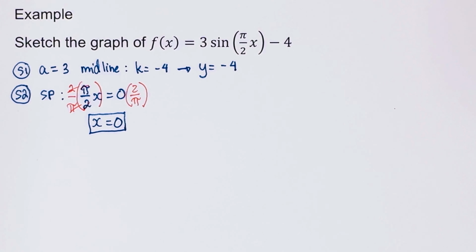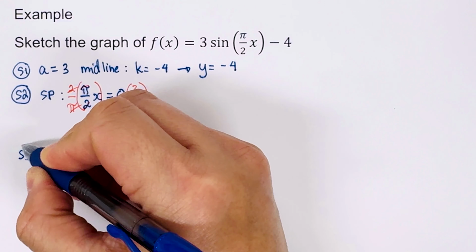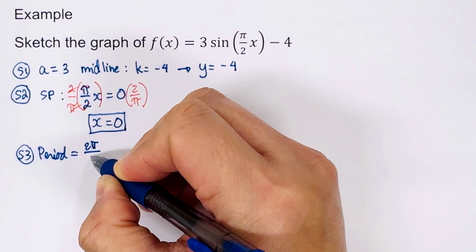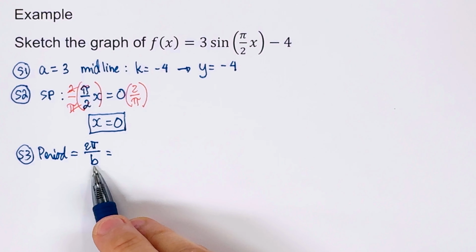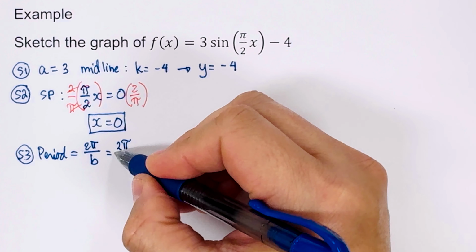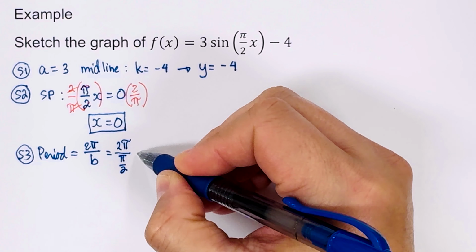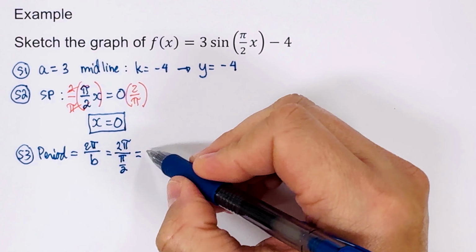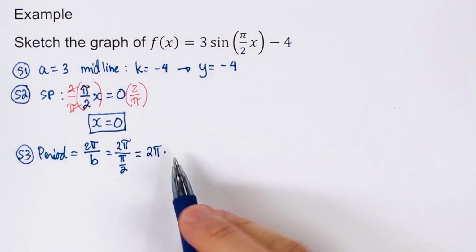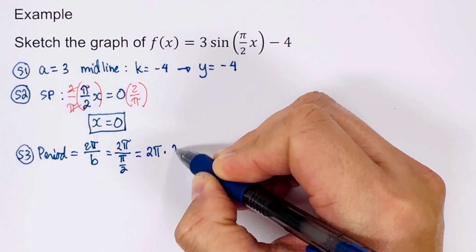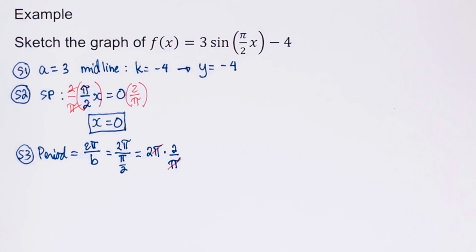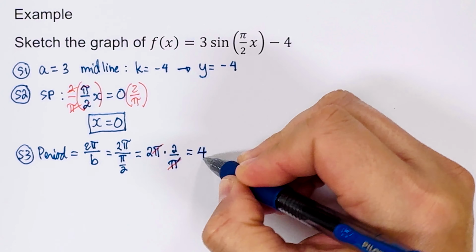Now let's move on to the third step. The third step is to determine the period. The formula for period is 2 pi over b. Now we remember that the b is the coefficient of the x. In this case right here, our b is pi over 2. Since this is a complex fraction, we copy the 2 pi and we multiply this by flipping this, and we multiply across. So that would be 2 over pi. In this case right here, we can cross out the pi, and this leaves us a period of 4.